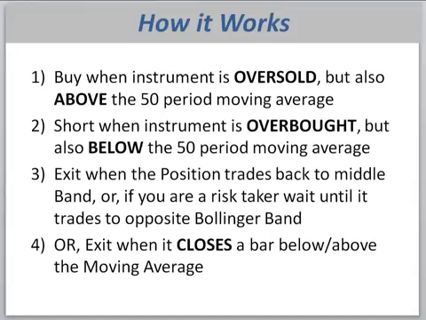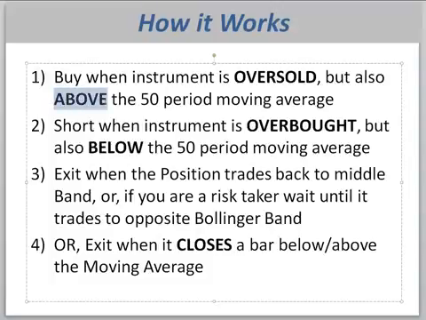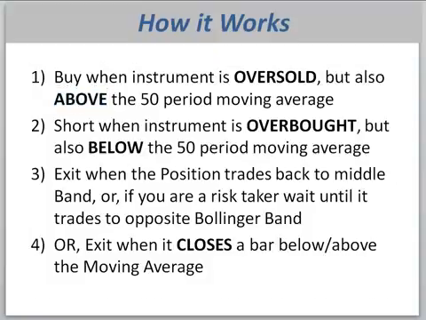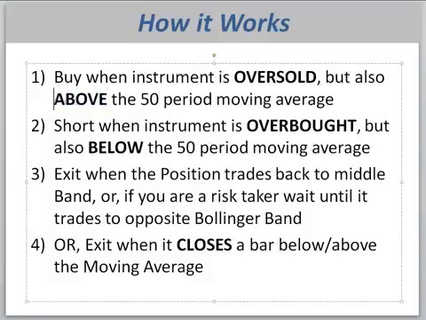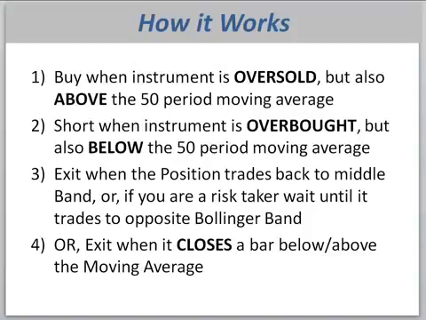So we're going to be buying when our instrument is oversold, but it also has to be above the 50-period moving average. Why do we want it above the 50-period moving average? Because it shows that the trend is still there. We're still buying with the trend. Make the trend our friend. Similarly, we're going to be shorting when an instrument is overbought, but it's also below the 50-period moving average. So we buy when something's oversold and short when things are overbought, but as long as the momentum's there.